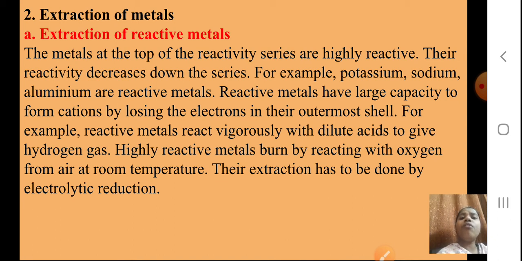For example, reactive metals react vigorously with dilute acids to give hydrogen gas. And which type of gas will they give? Hydrogen gas, students. The metals react vigorously with the dilute acids and give hydrogen gas. Highly reactive metals burn by reacting with oxygen from air at room temperature. Their extraction has to be done by electrolytic reduction. What is that? We will be studying.